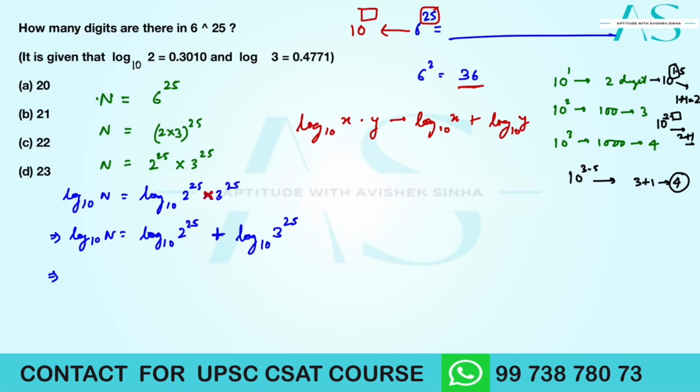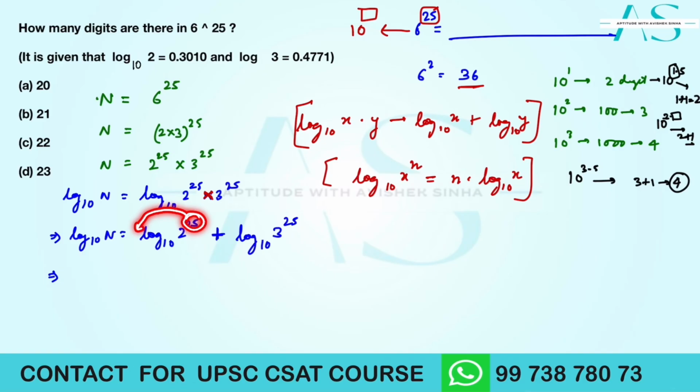Now, there is one more property of log which says log x to the power n with base 10 is simplified as n, whatever the power is, it comes to the front, times log x to the base 10. We will use the same property here. Here it is n, this will come in front and it would be this value. So we will write this as log n to the base 10. This is 25 log 2 to the base 10 plus 25 log 3 to the base 10.